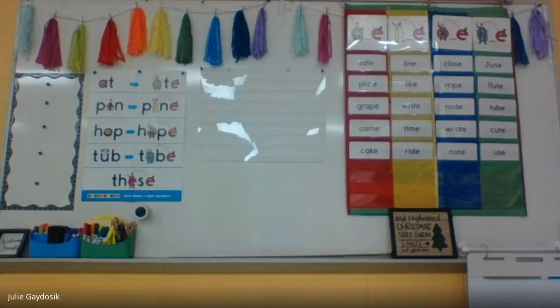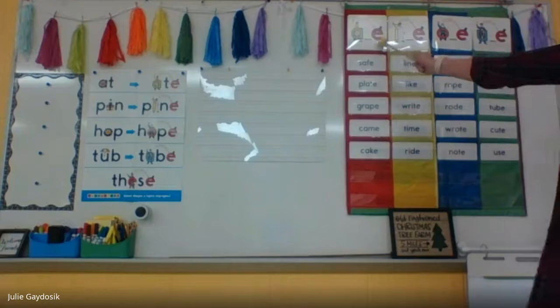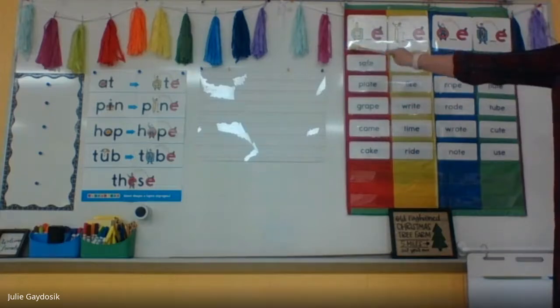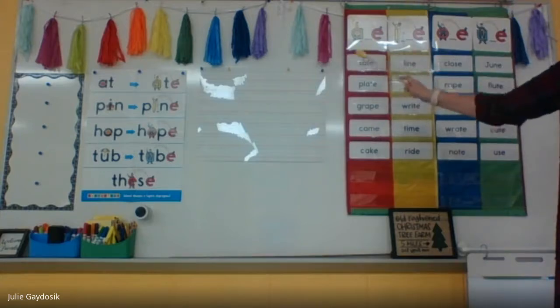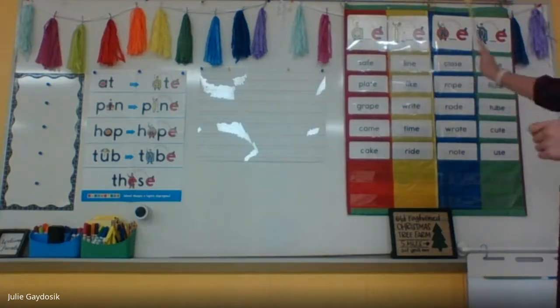You'll just have our review activity today on Seesaw. But it's just working with these magic E and changing the letters to the Mr. vowels, right? The vowel men, right? So Mr. A, Mr. I, Mr. O, and Mr. U.